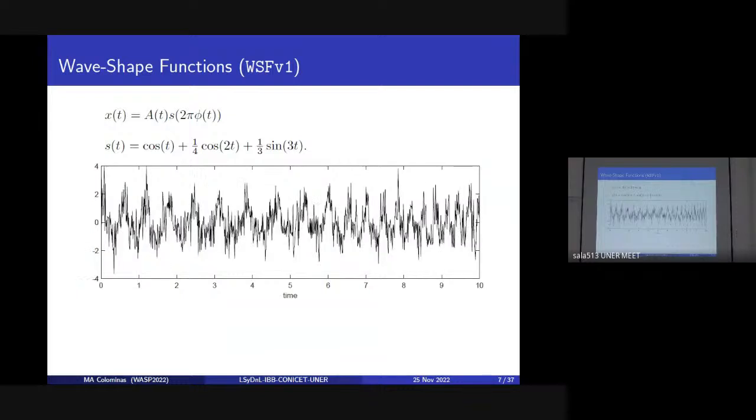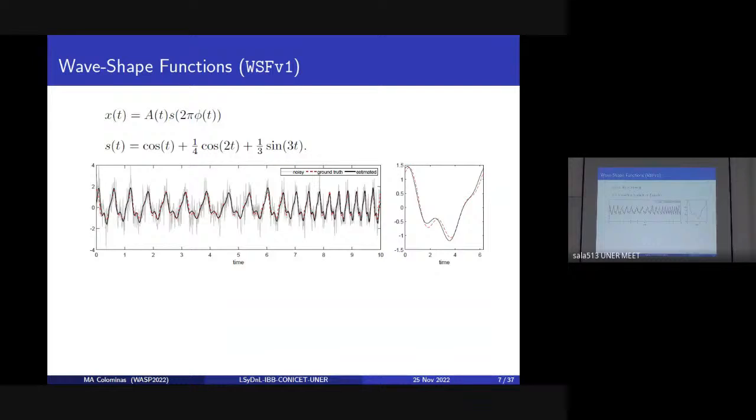Now, I added some noise at 10 dB. No, sorry, at 0 dB. This is 0 dB. Then we run the algorithm, and this is what we get. The noise here is in gray, I think you can see it. The ground truth is in red, and the estimation is in black for 0 dB.